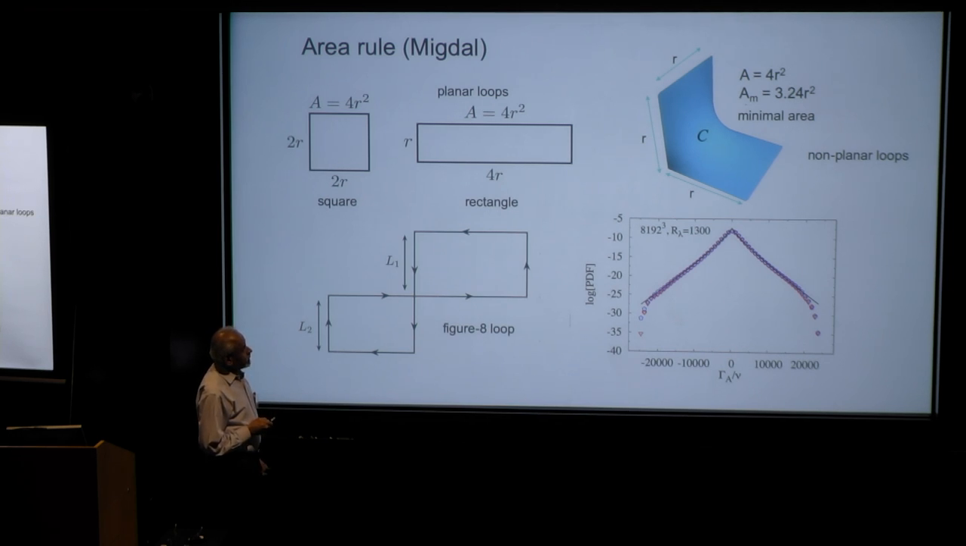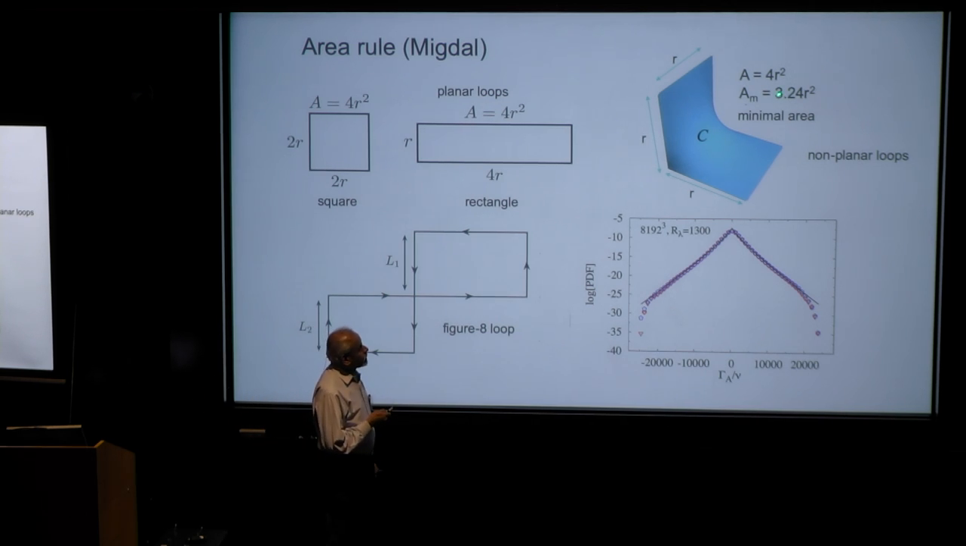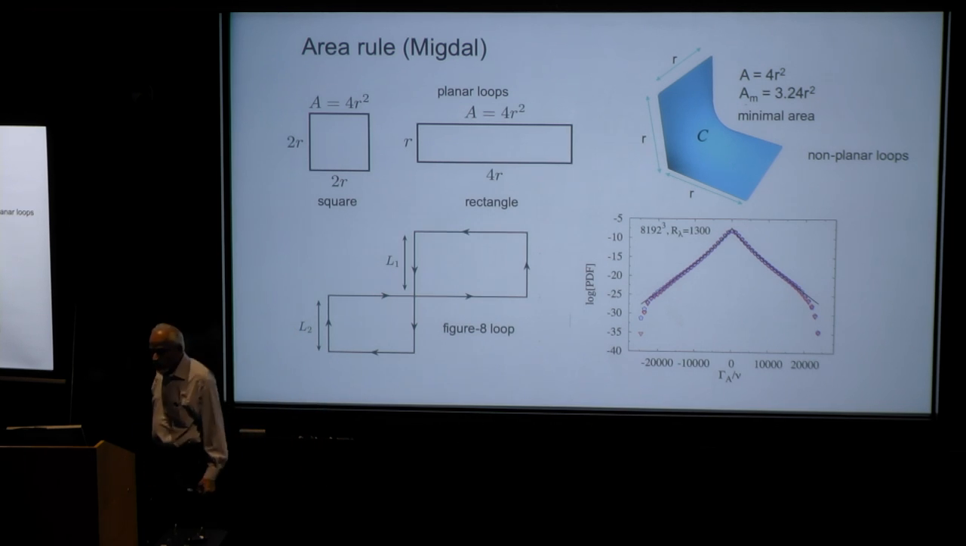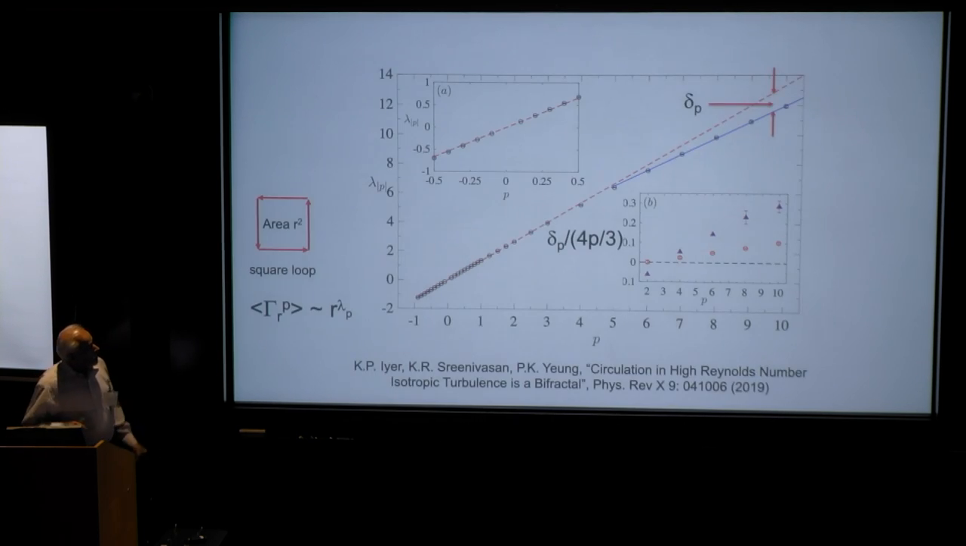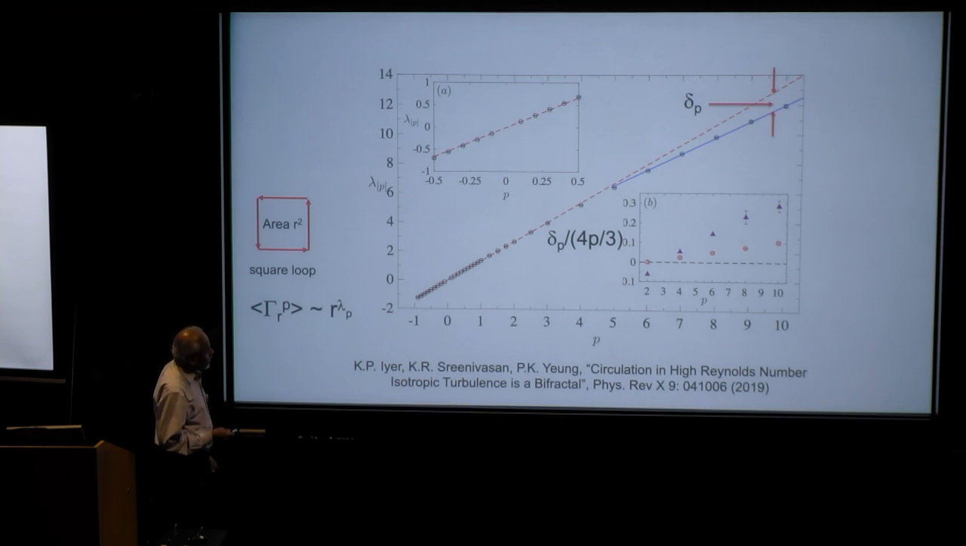Then what is really important in this is not the actual area of the loop, but the minimal area. The minimal area, you can compute it for this, and it's about 3.24 r squared rather than 4 r squared. And preliminary calculations suggest that if you take this area, then the PDF again collapses on this. I think it's a very remarkable result. And it's not exactly clear where it falls from, but anyhow, that's what it is. And now this is one result from the calculations.